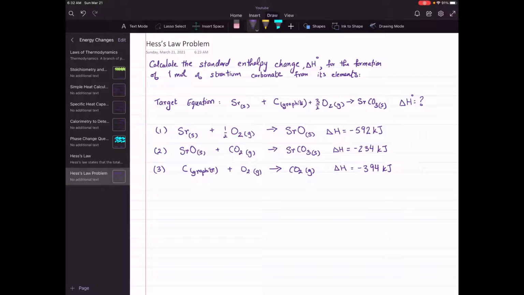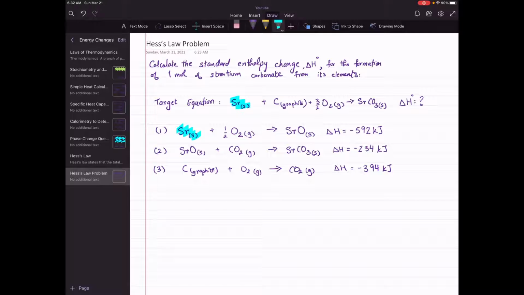Now, how do we decide how to manipulate equation number 1, equation number 2, and equation number 3? Well, there's an easy way of doing this. You have to look for unique things that are in the equations that are given to you, and in the target reaction. For example, I will start with the strontium, Sr solid. Look at that. We have Sr in the solid form, and we have one of it. In the three equations given to us, where is strontium? Well, I only see strontium in equation number 1. I don't see it in equation number 2. I don't see it in equation number 3. So that's the first step.